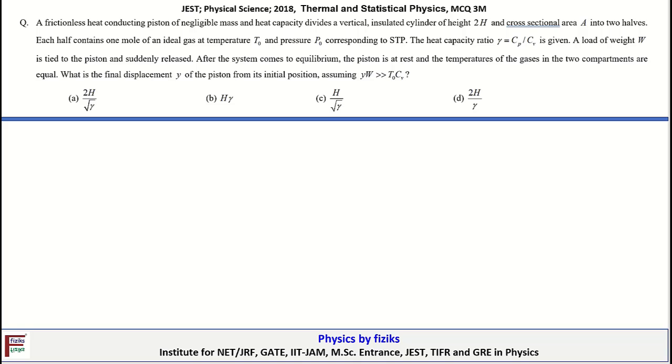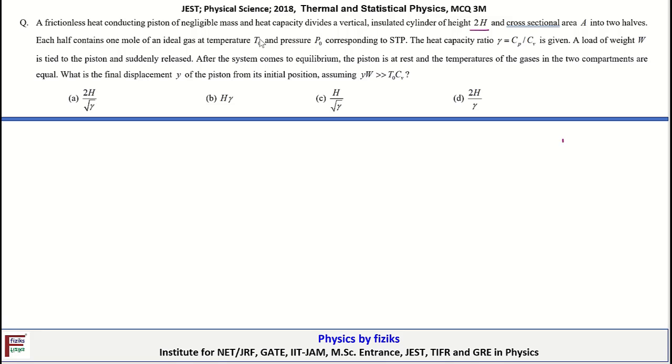So let's continue with the next problem. The statement is a frictionless heat conducting piston of negligible mass and heat capacity divides a vertical insulated cylinder of height 2h and cross section area A into two halves. Okay, so we are having a cylinder.